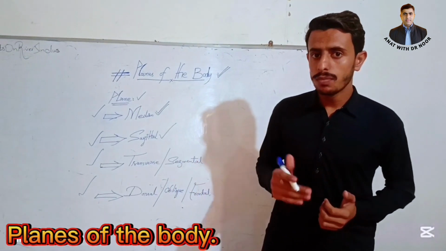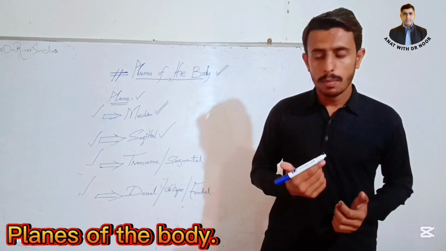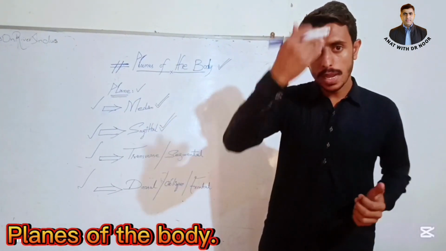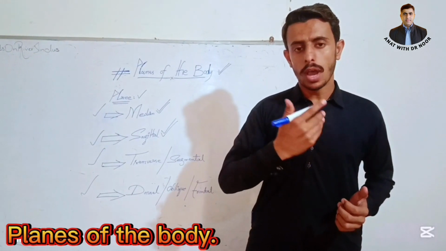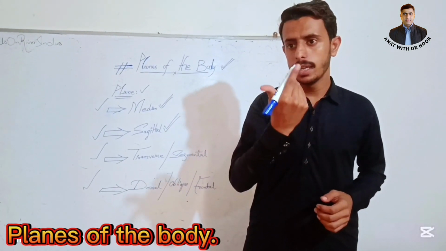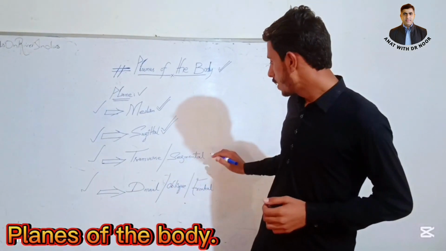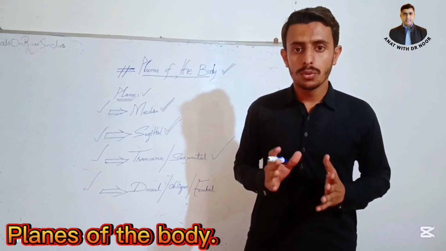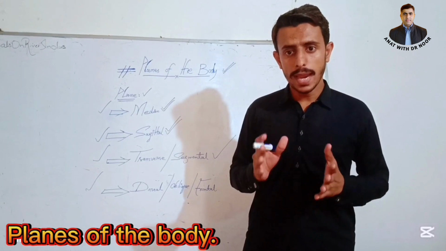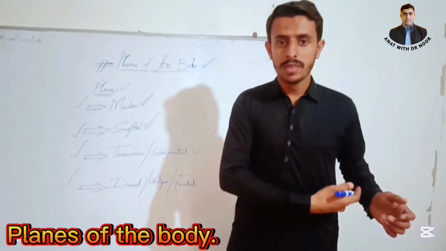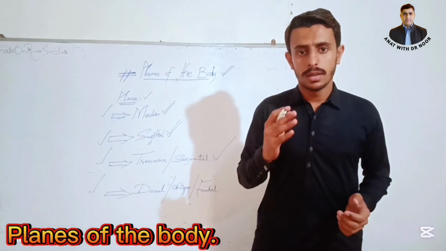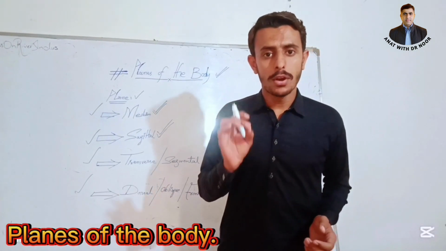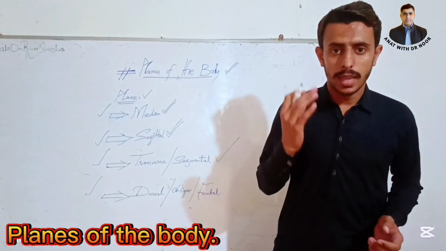The sagittal plane is parallel to the median plane, but it cuts the body into 2 unequal halves. It is just like a median plane, but slightly away from it. After that, the transverse or segmental plane. The transverse or segmental plane cuts the body into 2 unequal halves, head and tail. For example, if we cut the body at this angle, then the body will be divided into head and tail.